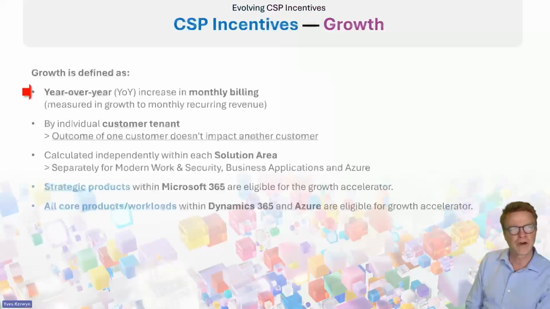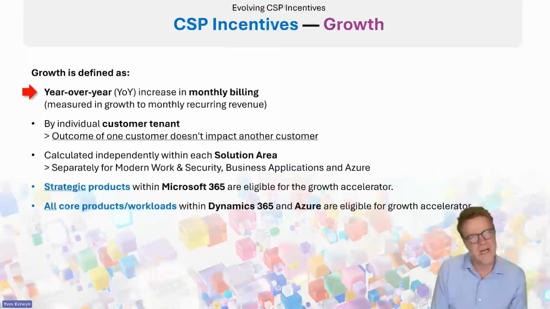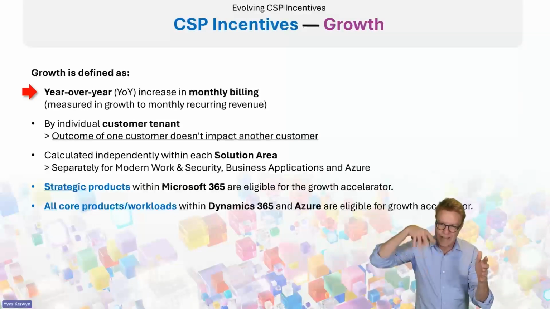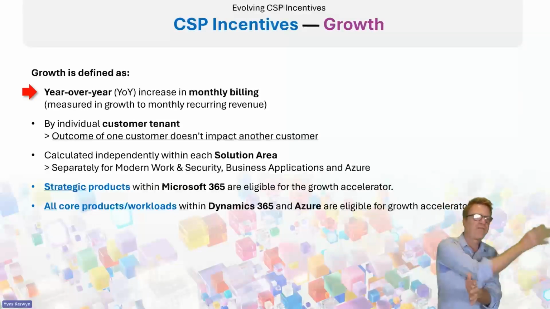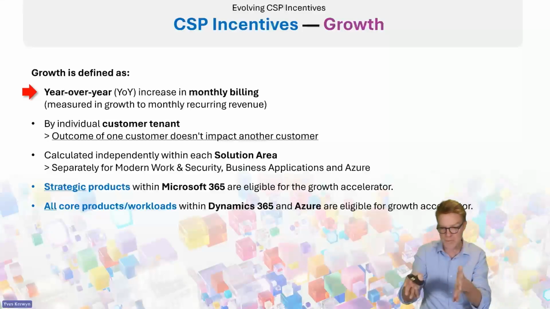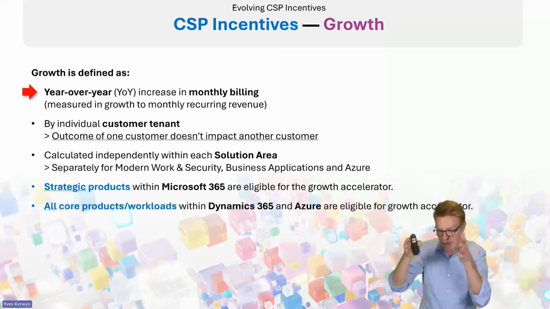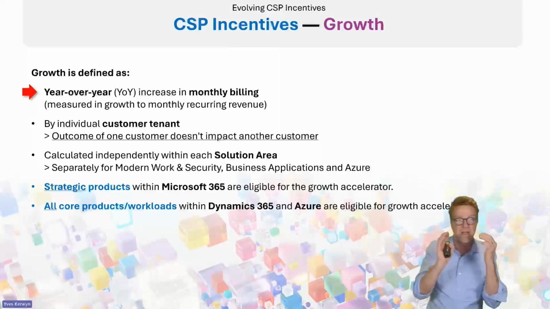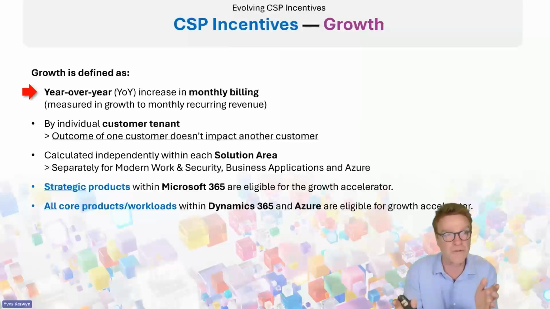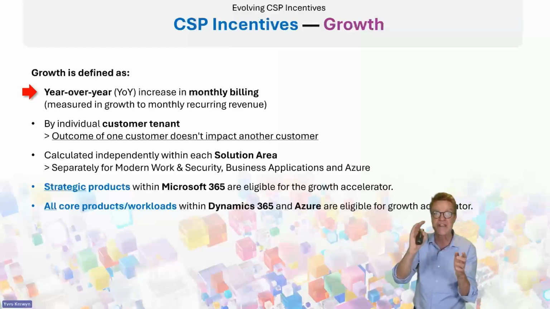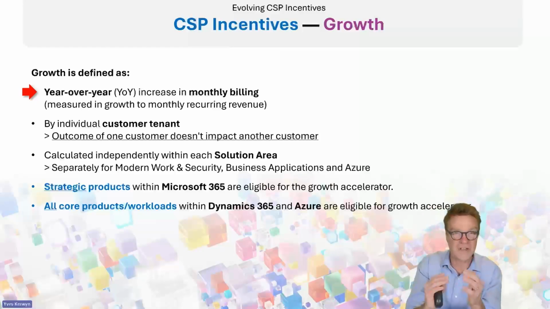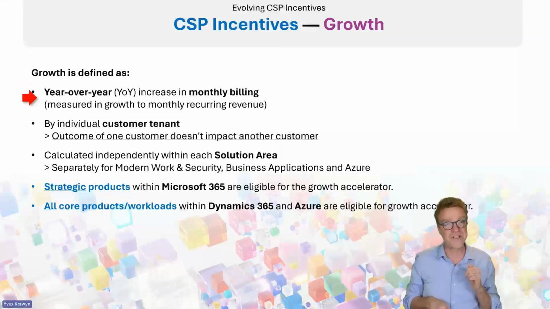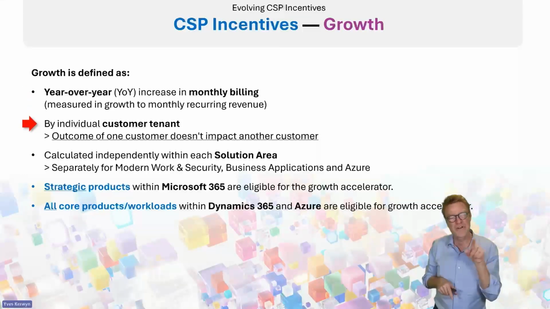What do we mean with growth? And that's, again, very important. What Microsoft does, they compare each last month with the same month in the year before. They don't compare this month with the previous month. They compare the last month with the same month the year before. If you are generating with your SQL Server all of a sudden a higher ACR, on this extra ACR you get an incentive. The other point is Microsoft does that per individual customer tenant.